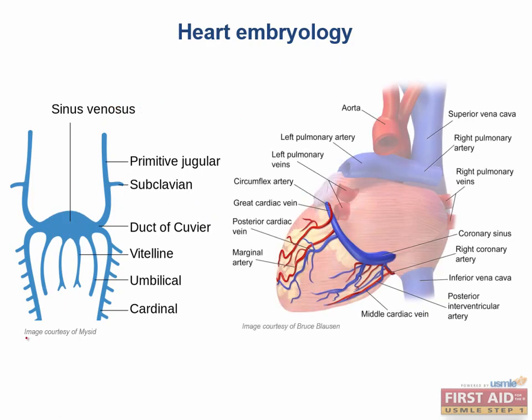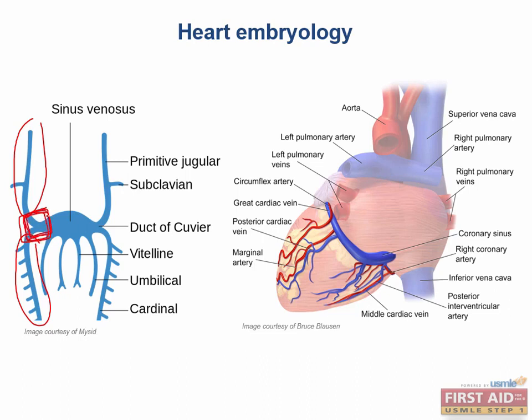Now what about the left horn? The left horn of the sinus venosus becomes the coronary sinus. This long structure here is the right anterior cardinal vein. It joins this other cardinal vein coming from above. When two cardinal veins come together, you form this here.